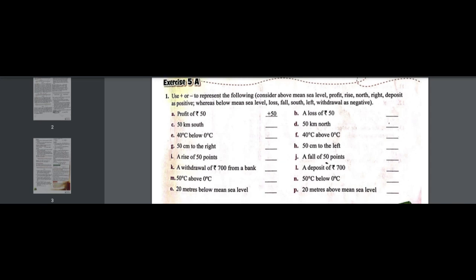We have done with the part up to F. What is the answer of the G part? 50 centimeter to the right side. Plus 50. For the H, minus 50. Correct. For the I, the rise of 50 points is plus 50. Very good. For the J, minus 50. For K, minus 700. For L, plus 700. For M, plus 50. For N, minus 50. For O, minus 20. For P, plus 20. Very good.